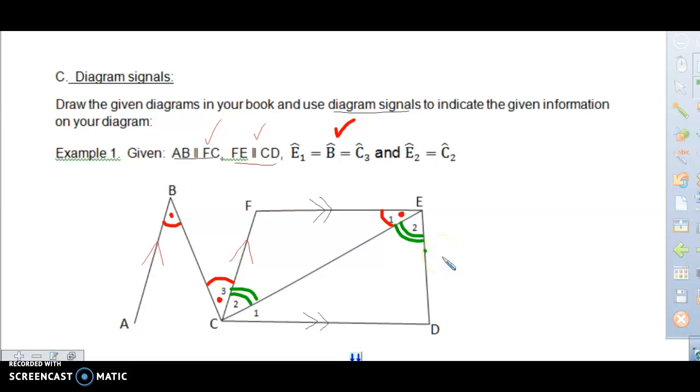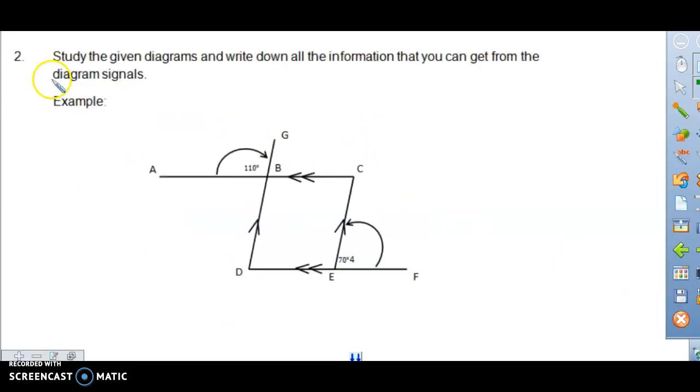So for exercise 1, number 1, that's what I want you to do. So I'm going to just do the second example. Number 2, we're going to do the opposite. You are going to look at the diagram, and then you are going to write down all the information that is given in the diagram that you can see. So let's start. Let's look at that. I just want to change the color of that.